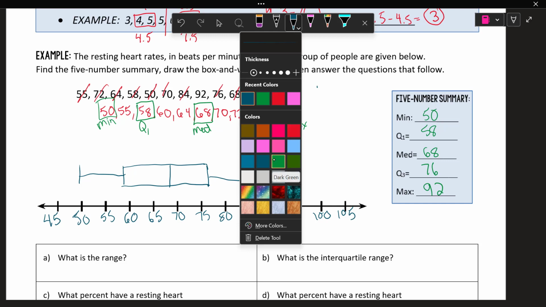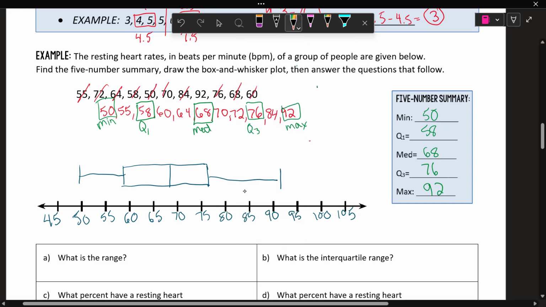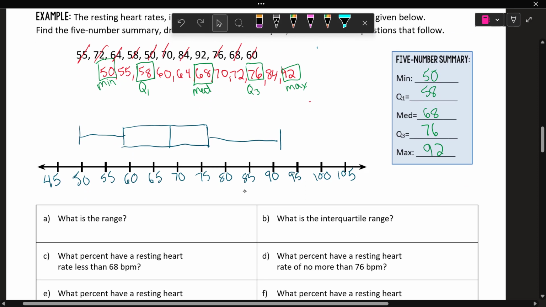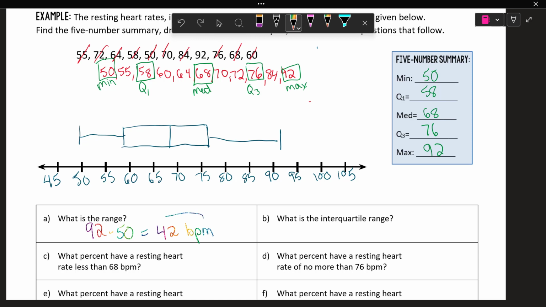Okay, now we have some questions to answer here. So let's answer them. What is the range? Well, we know it's the maximum, 92, minus the minimum, 50. So that would be 42 beats per minute. We're dealing with real things, so we want units. What is the interquartile range? Remember, that's just Q3, 76, minus Q1, 58. So it's 18 beats per minute.